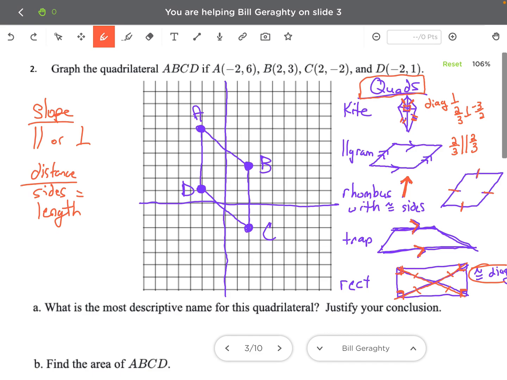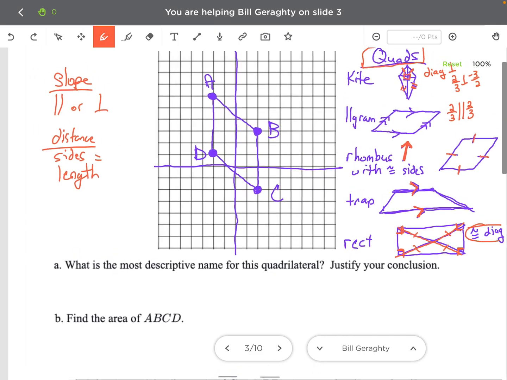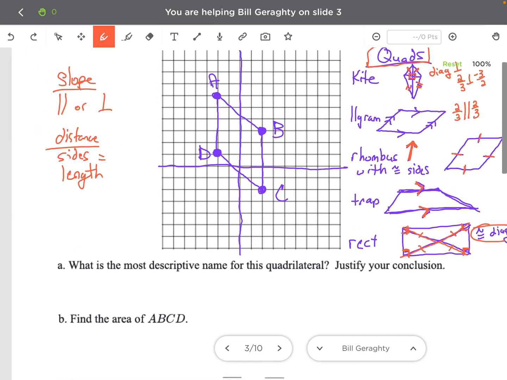Okay, so the first question on here asks me, what is the most descriptive name for this, and justify. Looking at this, it appears to me that it's going to be a rhombus. So to prove it's a rhombus, I first want to show that it's a parallelogram. To do that, the sides have to be parallel. So we can see that AD is parallel to BC. And that is because they both have that undefined slope.